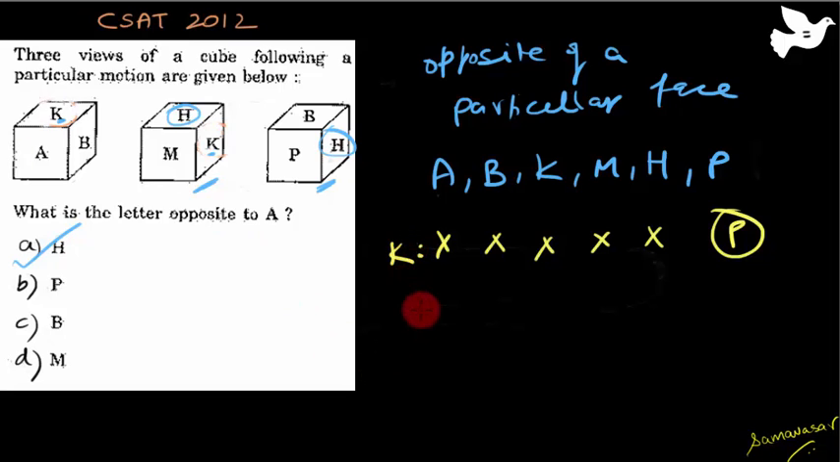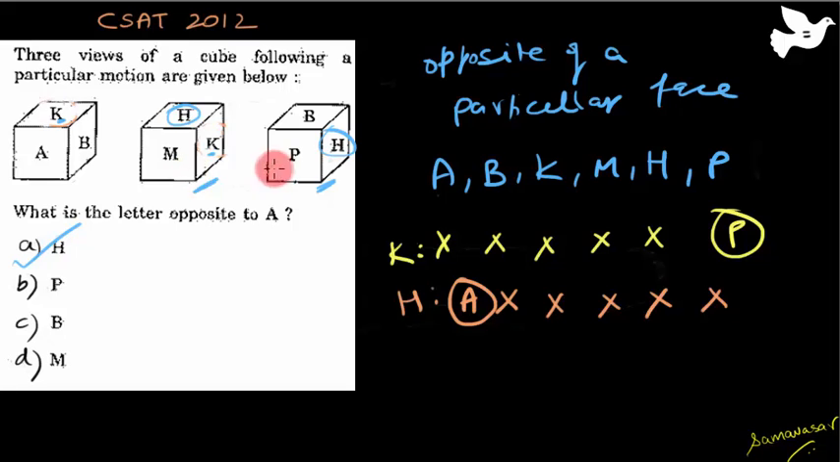Now let me demonstrate it again for H. For H, I leave this out. I have two cubes, and H is common between these two. I don't know about A, let me just leave this. M cannot be opposite to H because it is visible here with H. K cannot be opposite to H for similar reasons because it's visible here. H obviously cannot be opposite to itself. P cannot be opposite to H, and B cannot be opposite to H. So what is opposite to H is A, simply. And this is what I used to find out what is opposite to A.